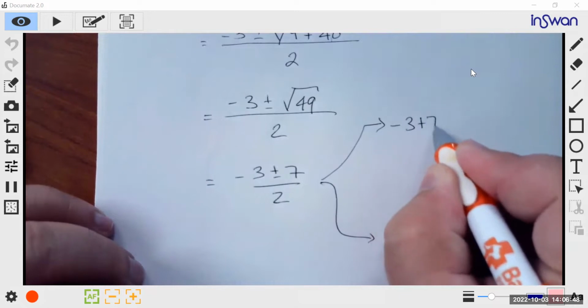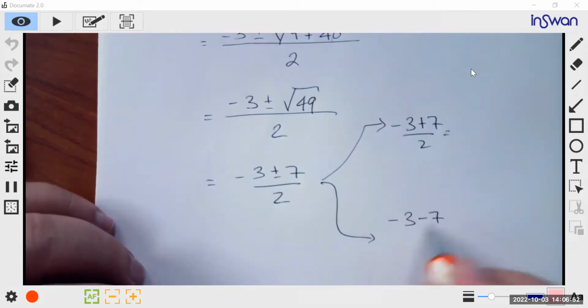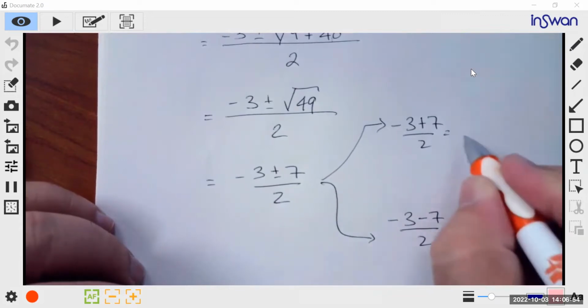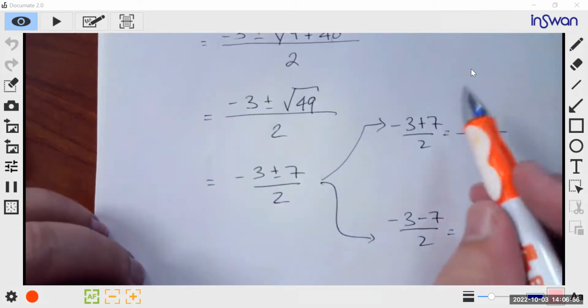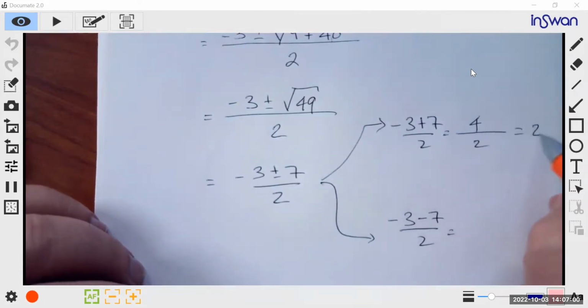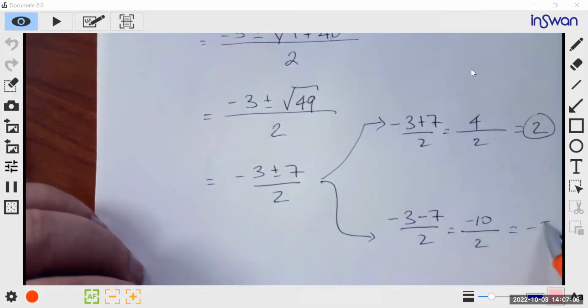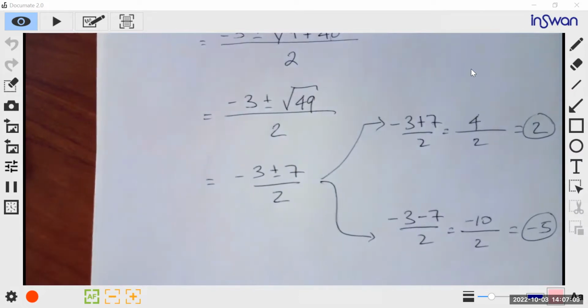Negative 3 plus 7 over 2. Negative 3 minus 7 over 2. 7 minus 3 is 4, over 2 is 2. Negative 3, negative 7 is negative 10, over 2 makes it negative 5. Those are my x-intercepts.